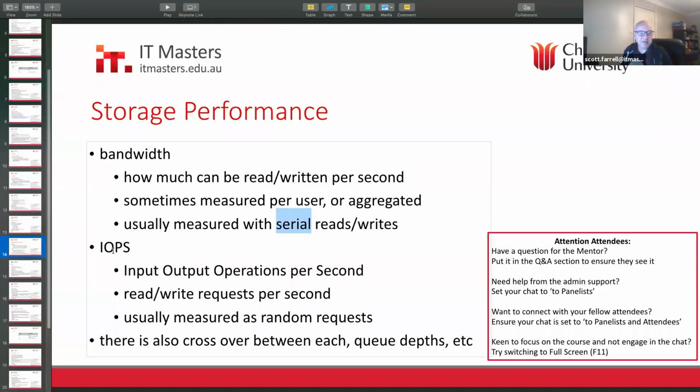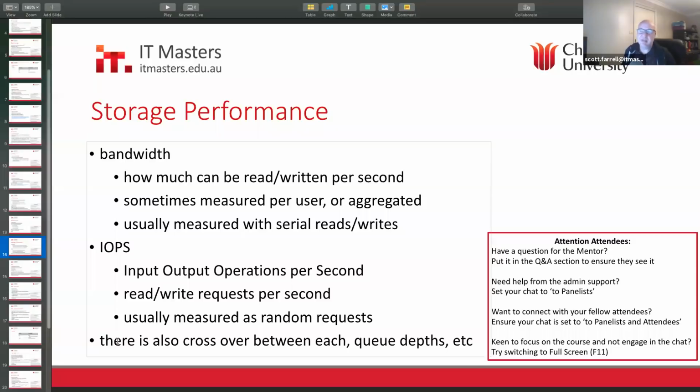IOPS is the other thing we're looking at, and that's an acronym for input-output operations per second. That's how many individual read and write requests we can do per second. So bandwidth is how quickly we can read one big file. IOPS is how quickly we can do lots of little reads, and it's usually measured as random requests.